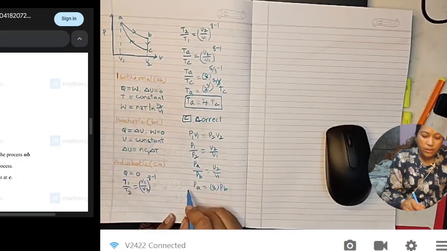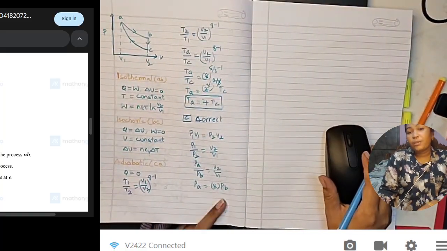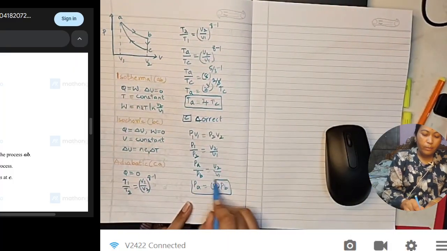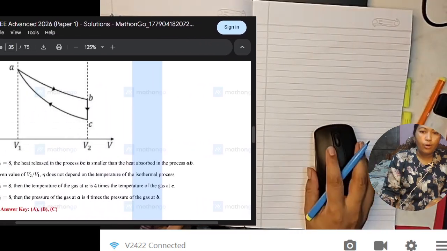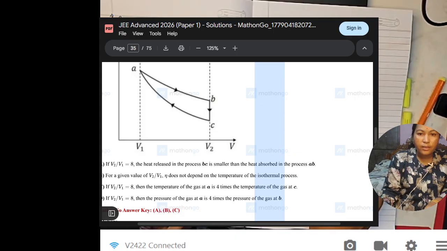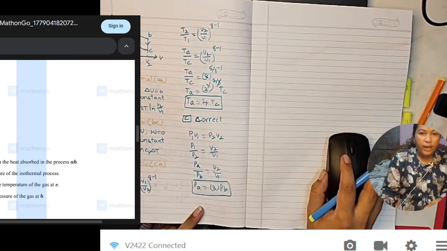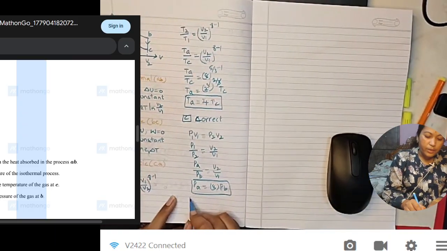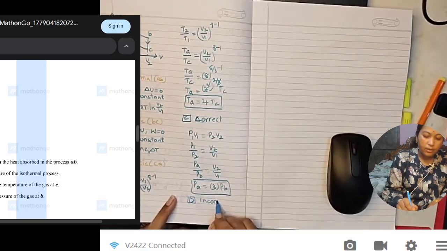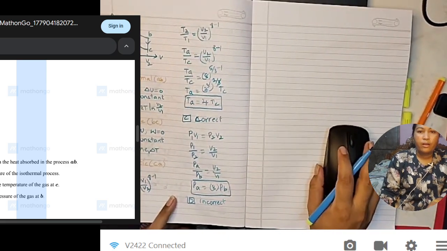The pressure at A is 8 times the pressure at B, so option D is wrong. They have stated that it is 4 times, but we have found it is 8 times. So option D is incorrect. Okay, next.